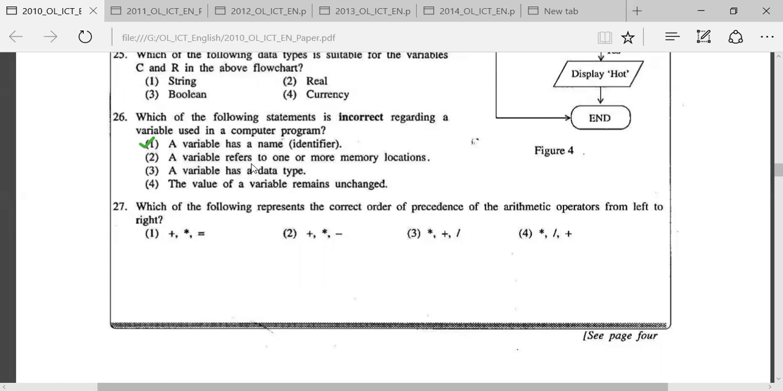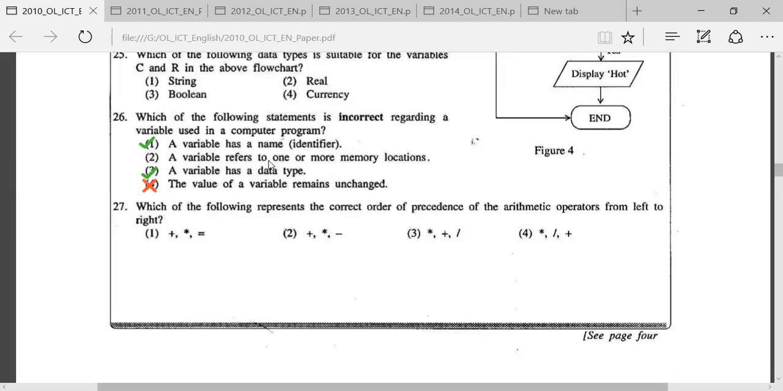A variable refers to one or many memory locations. Right. Statement 3, a variable has a data type. Definitely a variable will have a data type. The value of a variable remains unchanged. We already studied that the value of a variable will be changed according to our program. So we can't say it is unchanged.